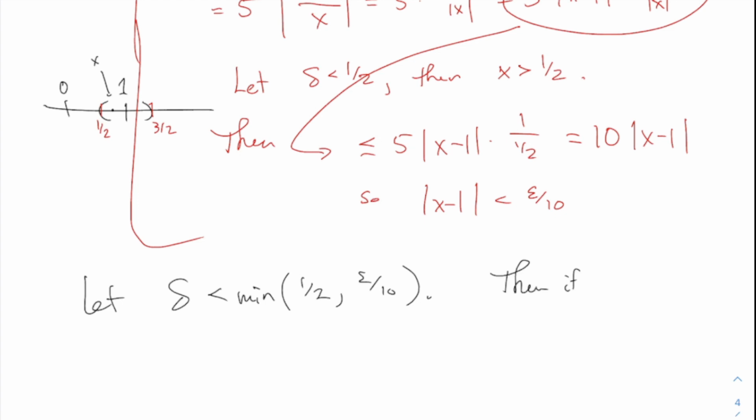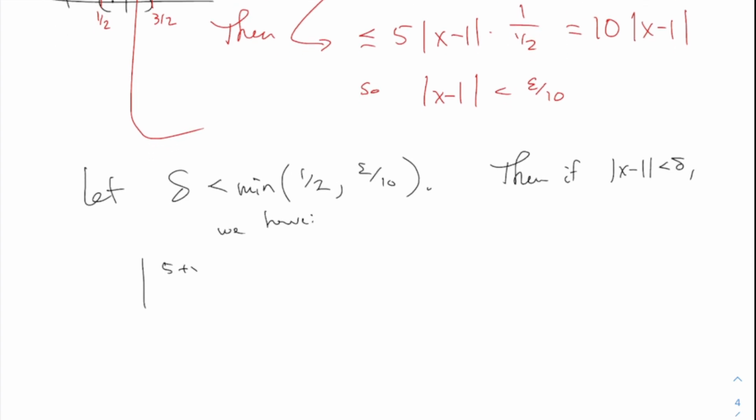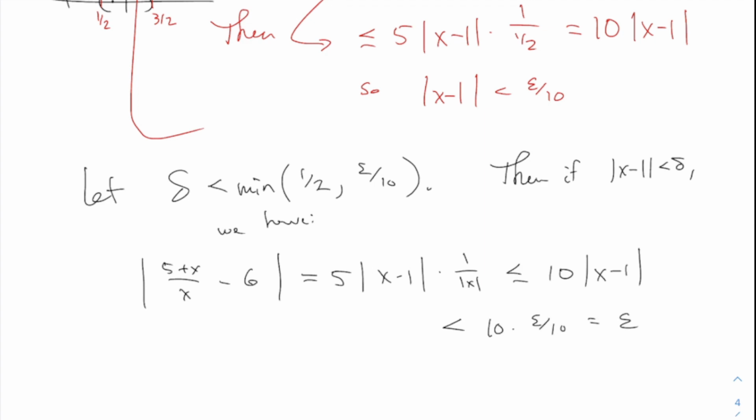Then, now I'll just say the usual stuff. Absolute value x minus 1 less than delta, we have absolute value of 5 plus x over x minus 6. This ended up being the same as 5 absolute value x minus 1 times 1 over absolute value x. And then this was less than or equal to 10 absolute value x minus 1 by the same reasons that we said above. And this is less than 10 times epsilon over 10. That's it.